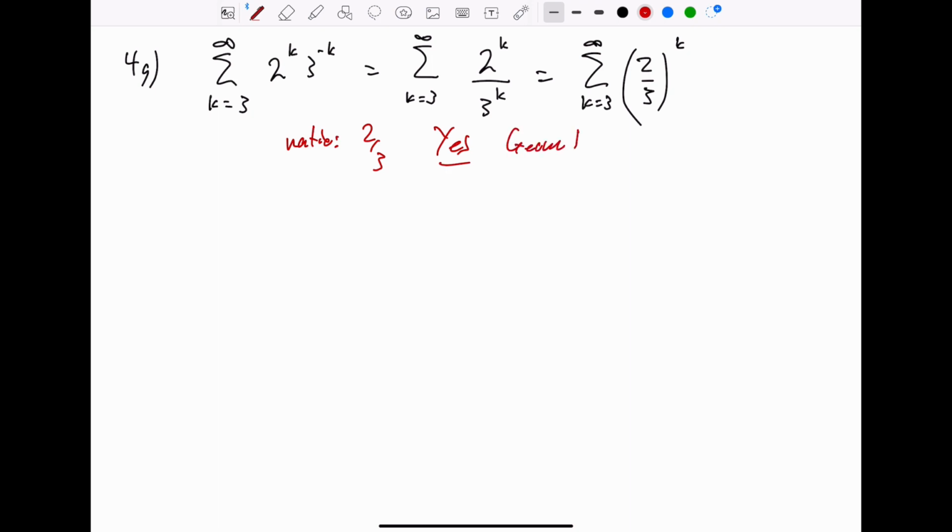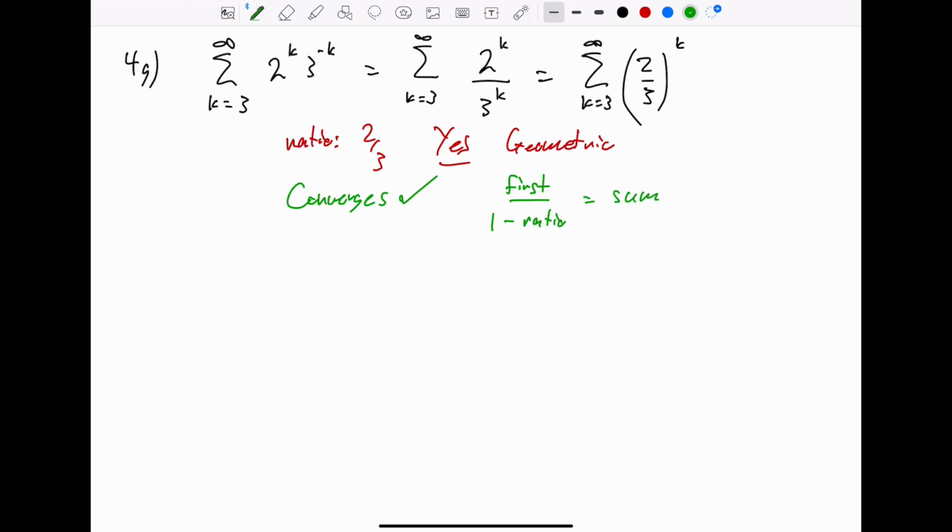Is it a convergent geometric series? Well, look at the ratio. Does it have absolute value less than 1? Yes, it does. 2/3 is less than 1. So yes, it converges. Let's find the value that it converges to. It converges to the first term divided by 1 minus the ratio. That is the sum of this convergent geometric series.